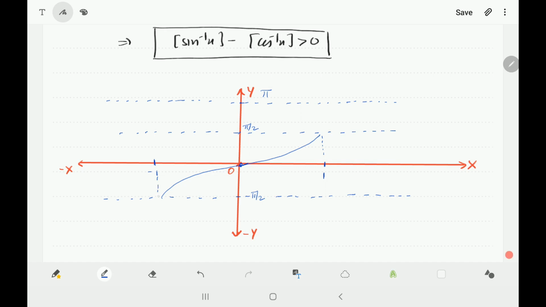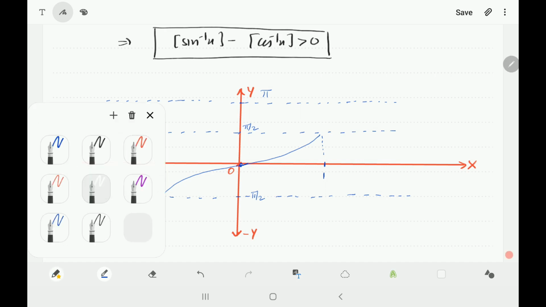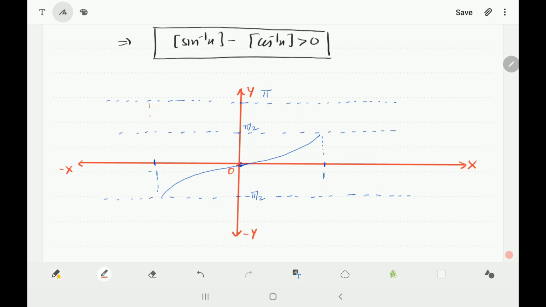Okay, so at minus 1 the value is minus pi by 2, at 1 the value is pi by 2, at 0 it is 0. And the graph of cos inverse x is from minus 1 to 1 again. So the graph of cos inverse x is like this. At 0 the output is pi by 2, at minus 1 the output is pi. So this is the graph of cos inverse x. Now you have to take the greatest integer of both the functions.